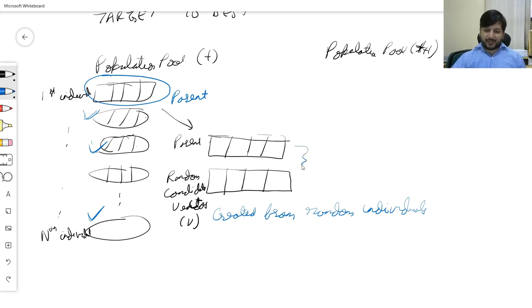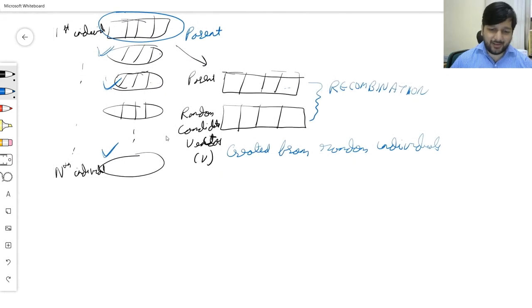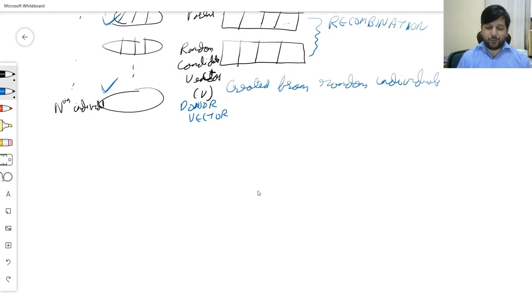And the mating of these in differential evolution is called recombination of these two vectors. So I can apply any crossover that I like. There's absolutely no hard and fast rule about a specific kind of crossover being used. There are two which are useful. This one is also called a donor vector, because it will donate some genes to the parent. So let me give you two types of crossovers, or two types of recombinations, which are possible.